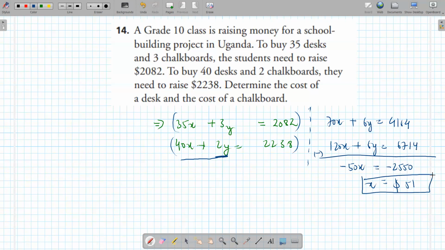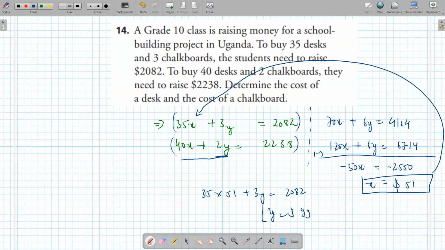Plug that into any of the equations, and we're going to get y. So we have 35 times 51 plus 3y equals 2082. So 2082 minus 35 times 51, divided by 3, y is $99. And that's the end of the question. Easy enough?